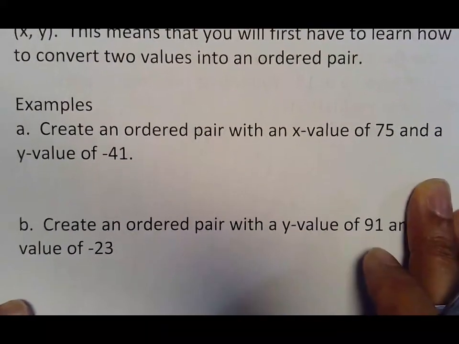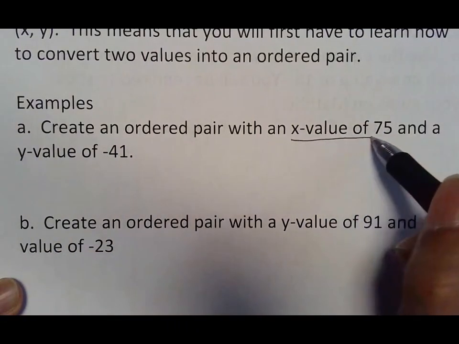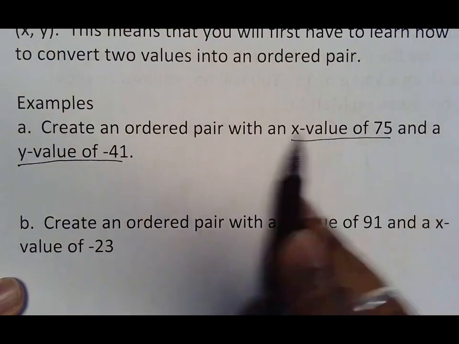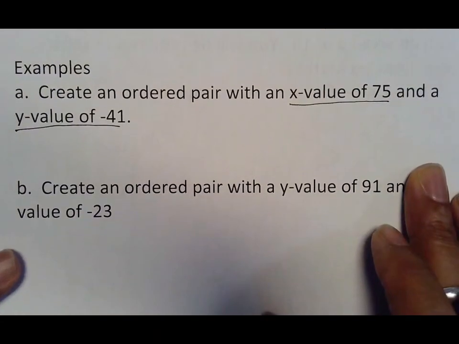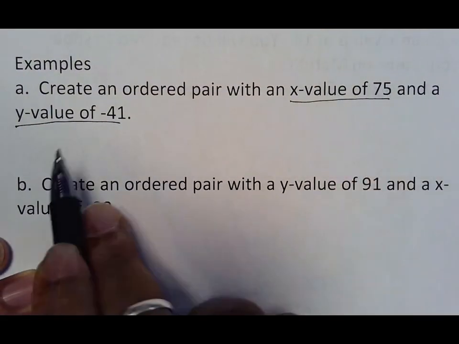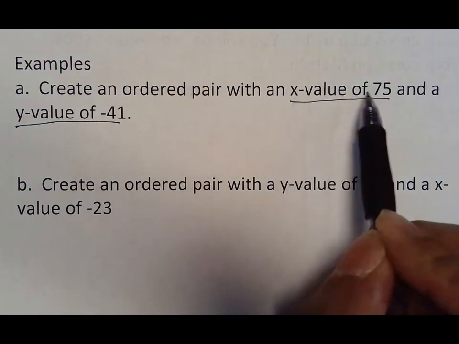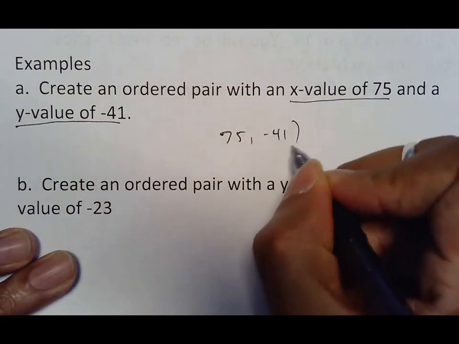So some questions that you're going to start off with are going to say create an ordered pair with an x value of 75 and a y value of 41. So they're going to give you the x and they're going to give you the y. They just want you to put it in an ordered pair, which seems very simple, but trust me, people have issues with this because when we start to make ordered pairs, people forget that x simply goes first and y simply goes second.